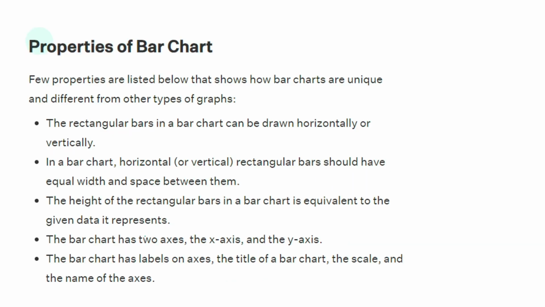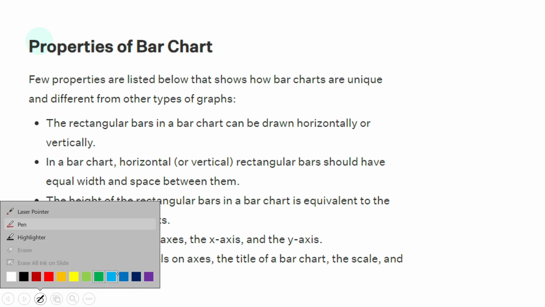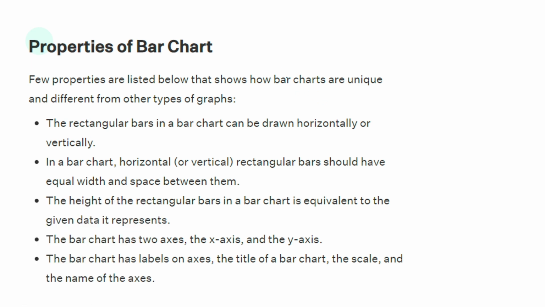Here are the properties of the bar graph, and they show that bar graphs are unique and very different from other graphs. So here comes the first point. The rectangular bars in the bar chart can be drawn horizontally or vertically. So this means if we have a graph here, it can be made horizontally or vertically. So this is vertical and this is horizontal.